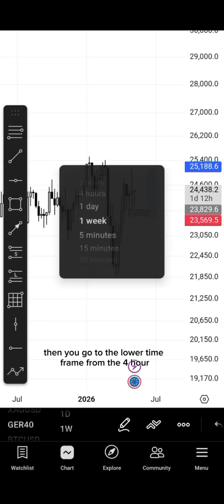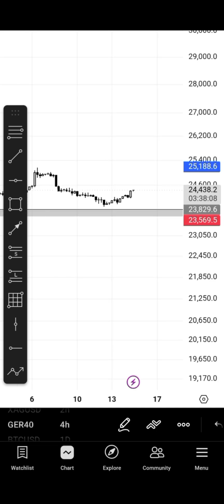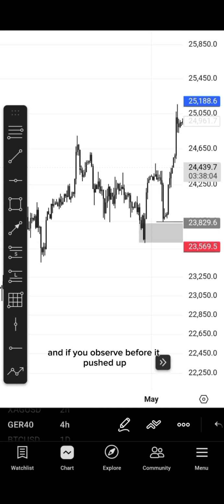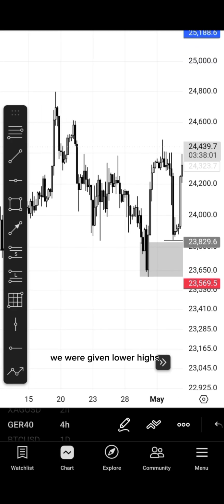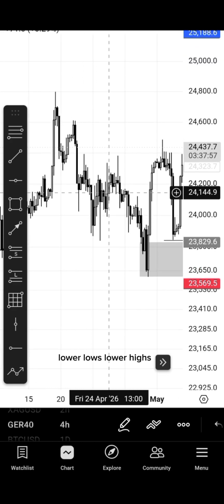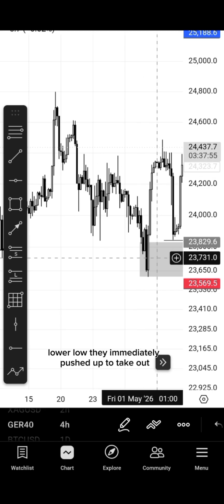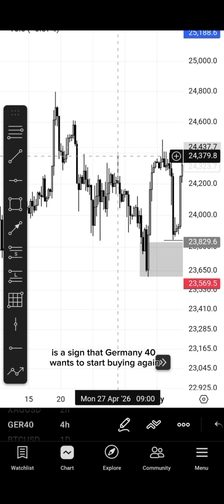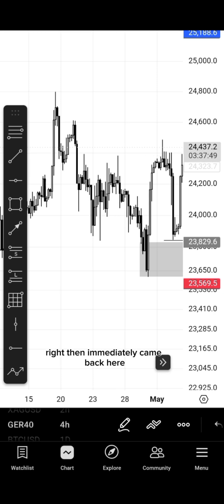Then you go to the lower time frame, the 4 hour, and if you observe, before it pushed up, we were giving lower highs, lower lows, lower highs, lower low. It immediately pushed up to take out this lower high. That's a sign that Gemini 40 wants to start buying again, right?